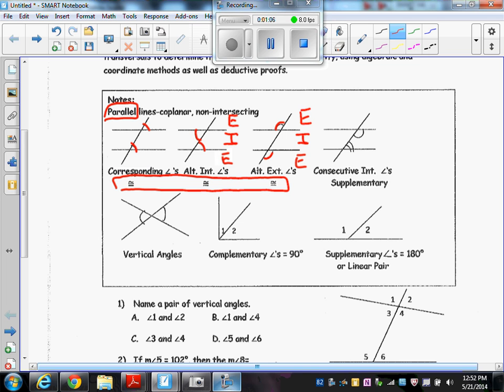We also have consecutive interior angles, and these are supplementary. So we have one acute angle and one obtuse angle, so they add up to 180 degrees.